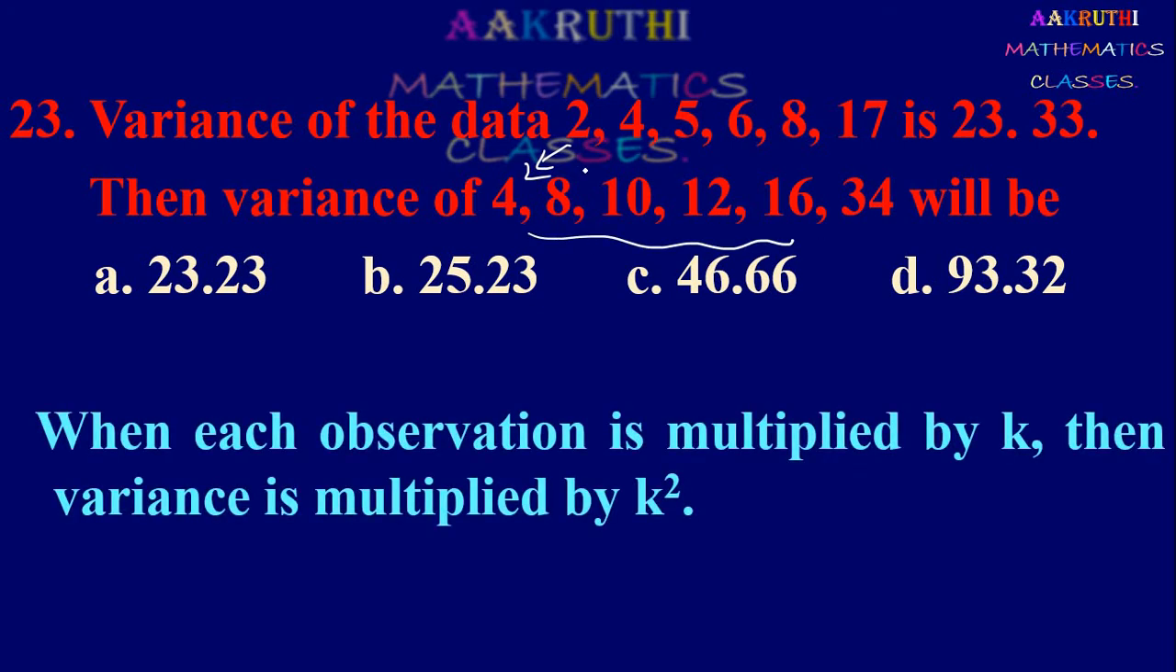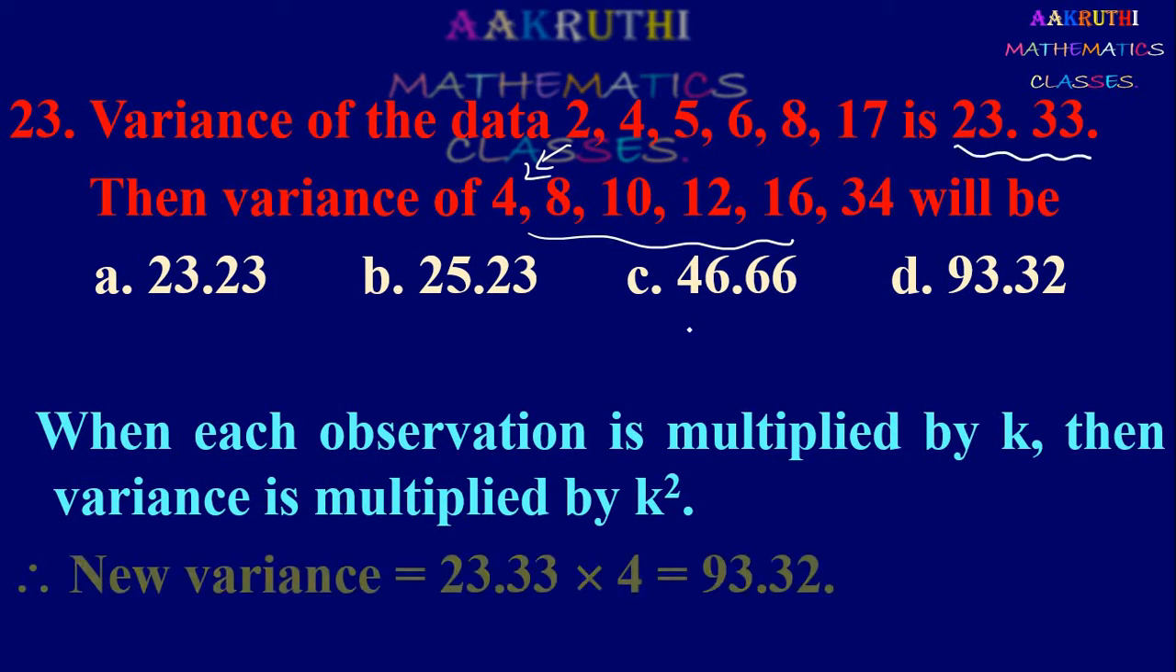So we know that when each observation is multiplied by a constant k, then variance is multiplied by k square. Here the previous variance is 23.33. Therefore the new variance is 23.33 into 2 square, which is 4. So we get 23.33 into 4, which is 93.32, which is option D. So the correct option is option D.